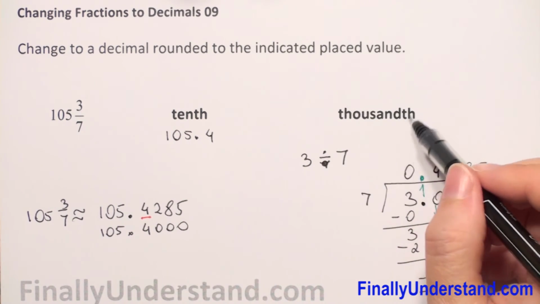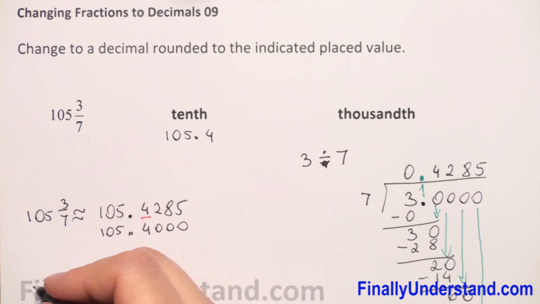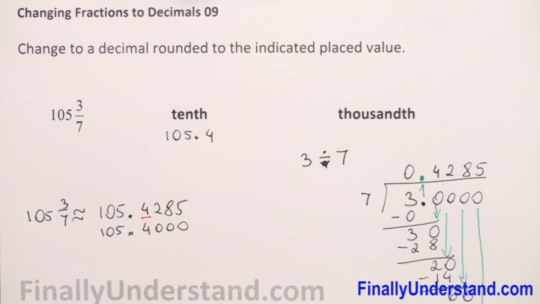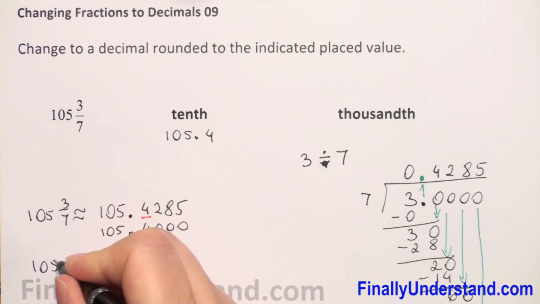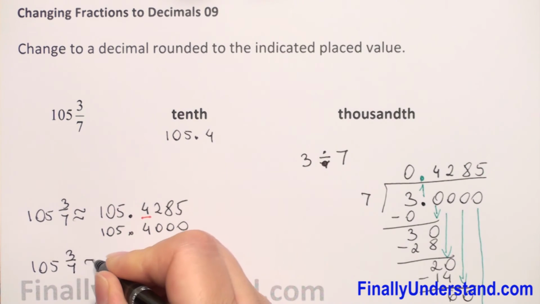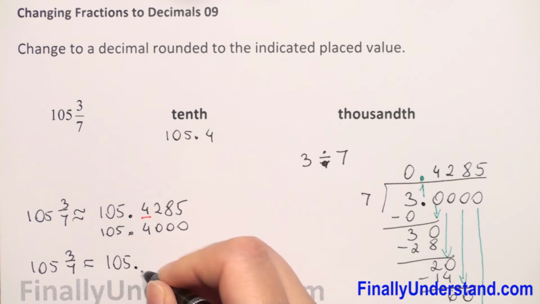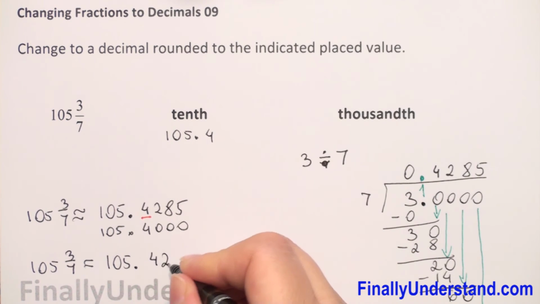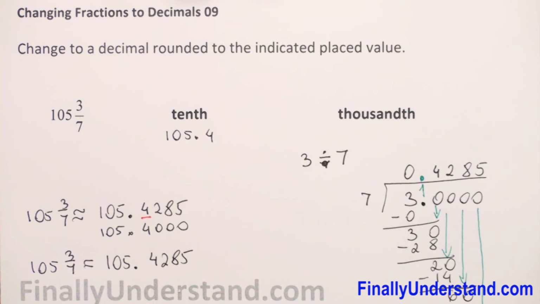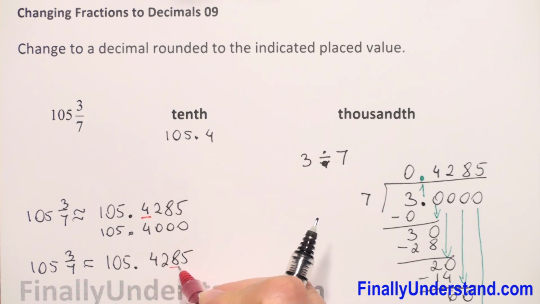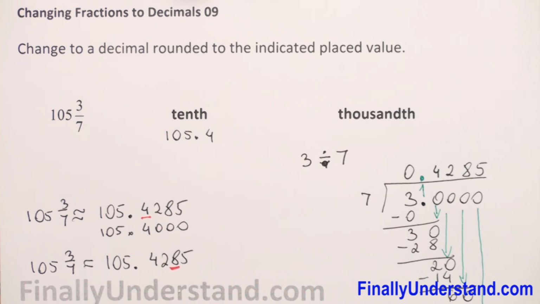And now we need to round to the thousandth. So let me copy our example one more time. We have 105, 3 over 7. This is approximately what we found. We copy the whole number, decimal point, 4285, rounding to the thousandth. So we need to underline the thousandth place: tenth, hundredth, thousandth. It's the third digit after the decimal point.